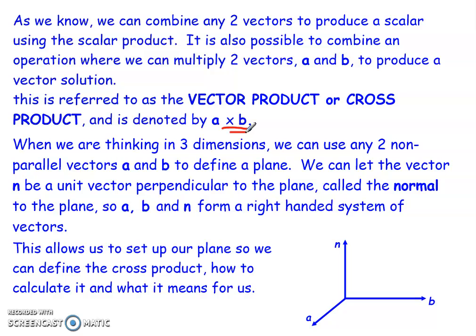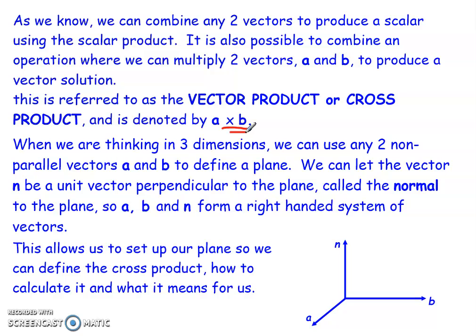If we think in three dimensions, any two non-parallel vectors, let's say A and B, can be used to define a plane. Within that system, we take a vector which we're going to call n, the normal to the plane, a unit vector perpendicular to this plane. That gives a right-handed system involving those three vectors, where A represents one direction, B another, and the normal represents what would be the z-axis.